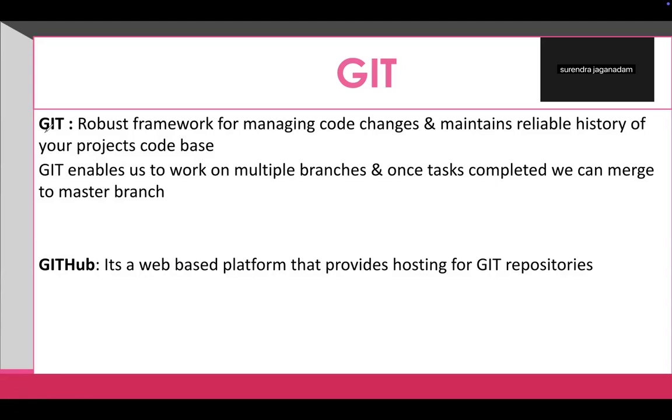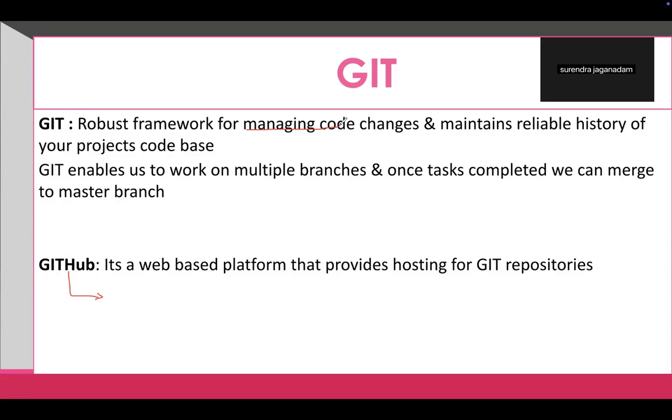Then, what is Git basically? Git is a robust framework which is used for managing code changes and maintains a reliable history of your project code base. So, GitHub is a remote repository which you can access on a browser. What about Git? Basically, this is software that you need to install on your machine, which is used to manage your code changes.